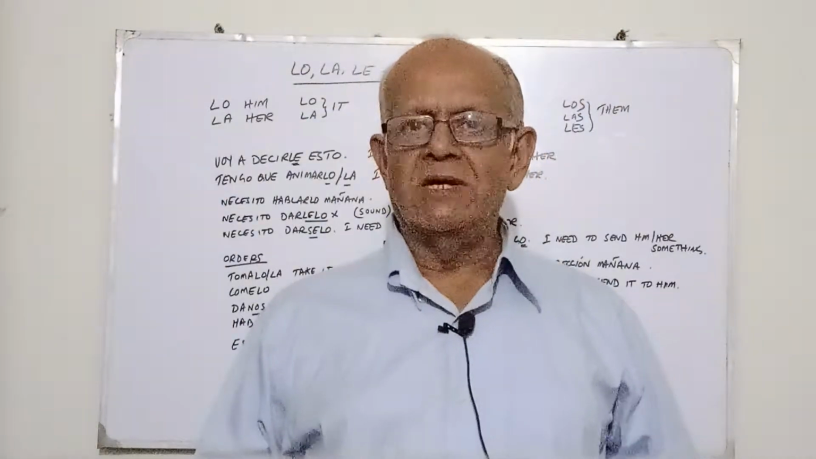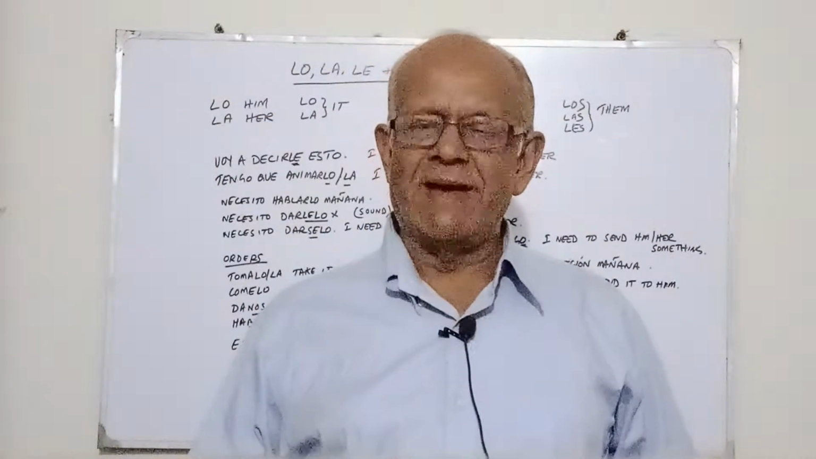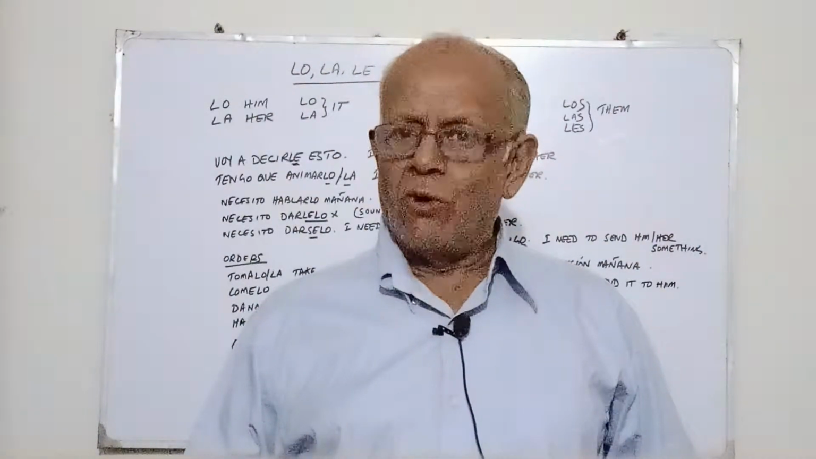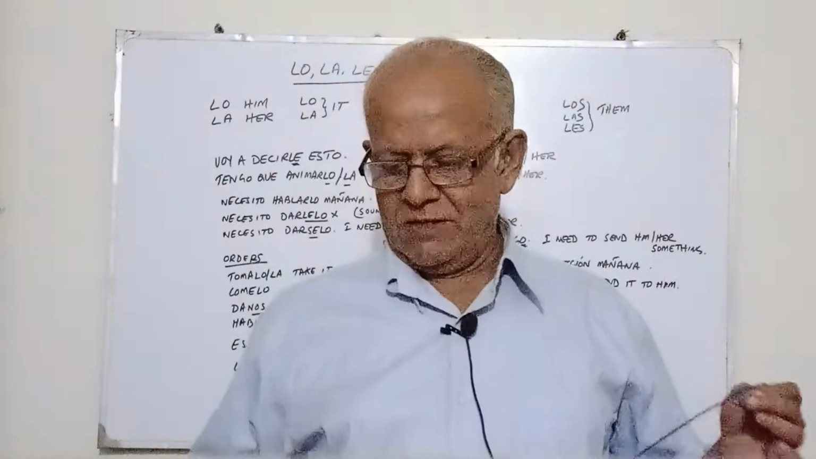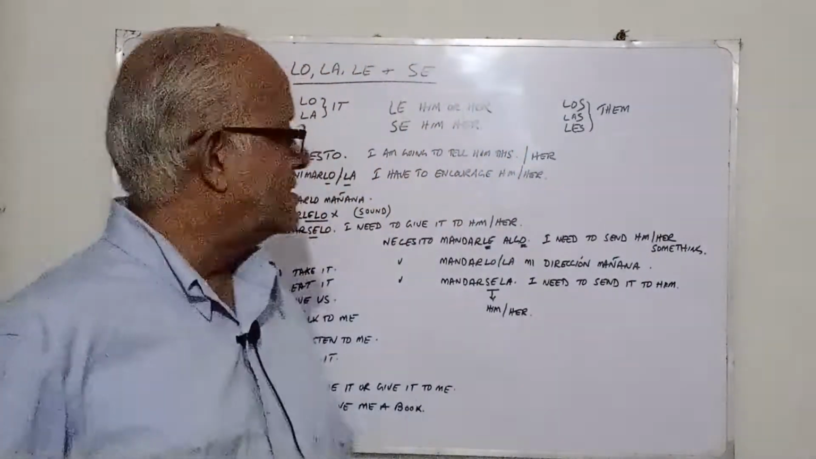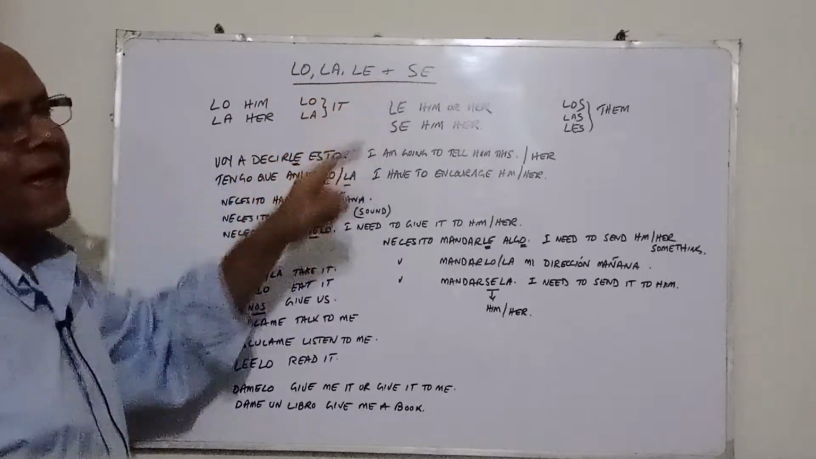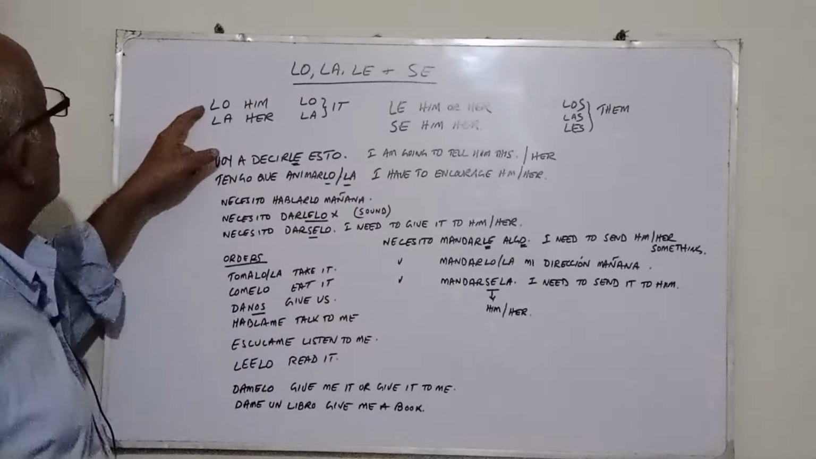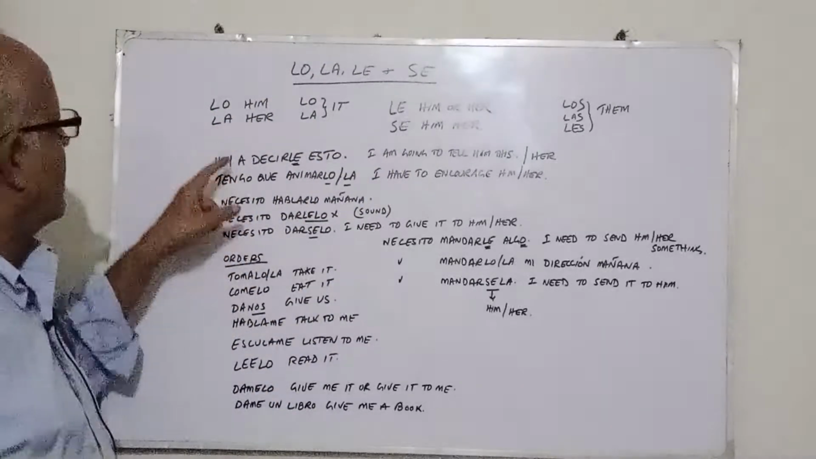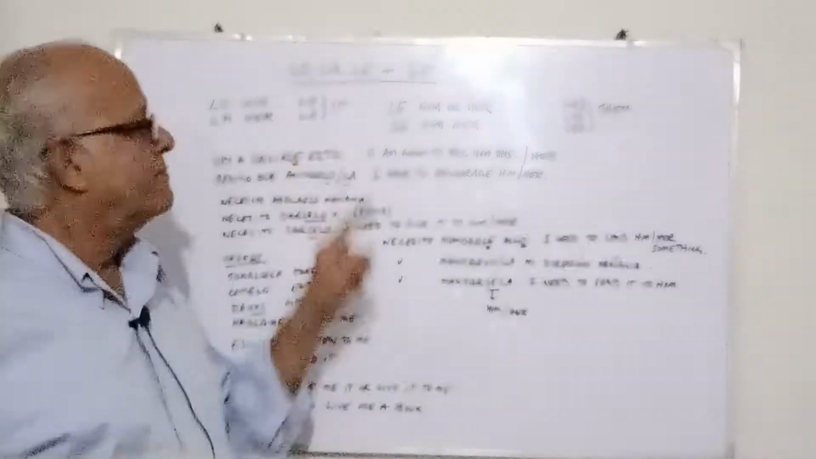Today we are going to learn a very important aspect of the Spanish language, and it's also one of the most confusing subjects to learn. This is the usage of lo, la, le, and se. What do these terms mean? Lo means him, la means her. But lo and la can also mean it.